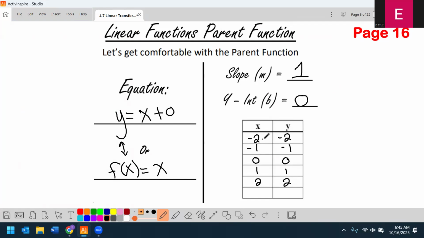Now, the reason that both x and y are the same thing is because I just have an x, right? I'm not multiplying anything to it. I'm not adding anything to it. So the number just stays the same.